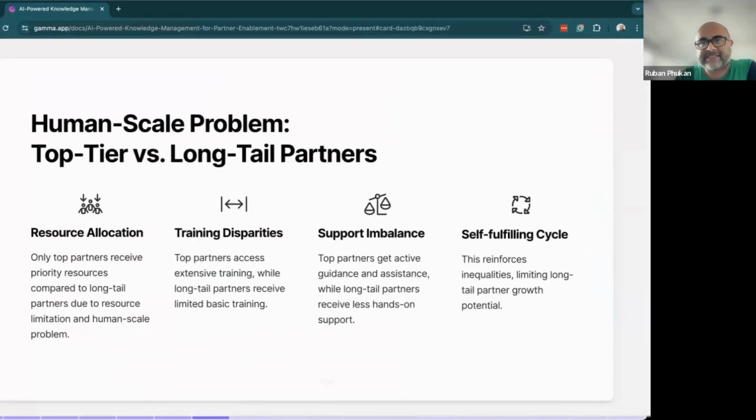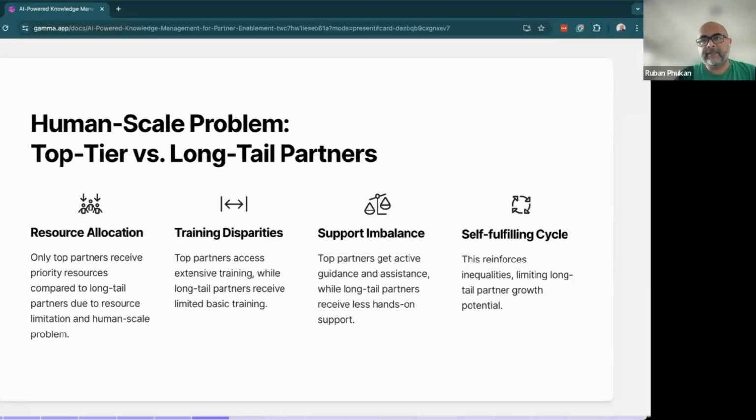So all of this results in a human scale problem. Which is why most organizations are only able to divide their partners into different buckets. The top tier partners get high touch service, primarily because it's a resource allocation issue. There is just so much resource an organization can allocate for partners. This also causes training disparities, where the top tier partners get personalized training and personalized content, whereas the long tail of partners get generalized content, or they're sent to a general support portal or partner portal, and they need to figure it out themselves.